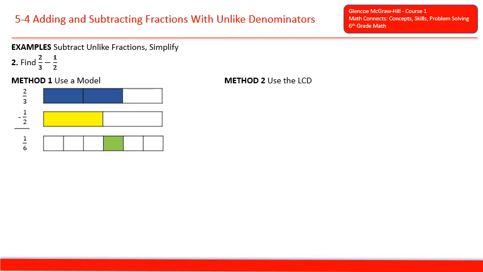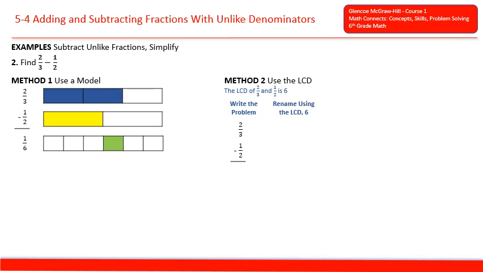Now, we'll do it mathematically using the least common denominator. And the least common denominator of 2/3 and 1/2 is 6. In this case, the denominators 2 and 3 are both prime, so we can multiply them times each other to find our least common denominator. So if we rewrite the problem, 2/3 minus 1/2, we are going to have to rewrite both fractions into equivalent fractions with 6 in the denominator.